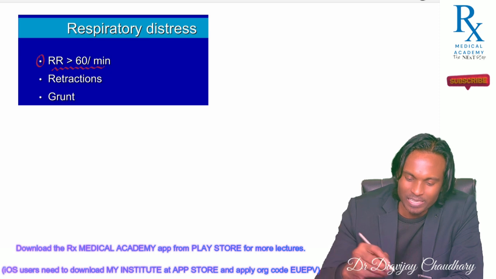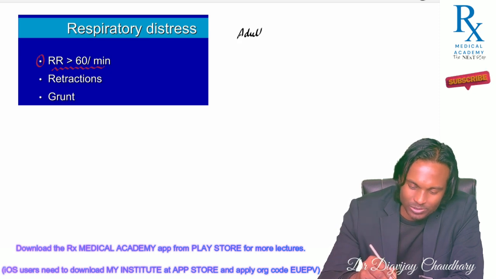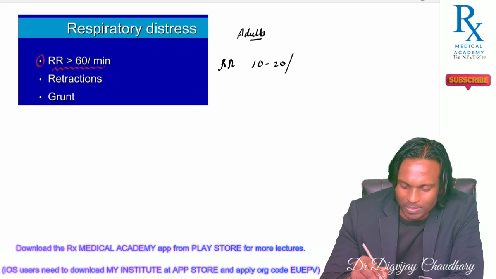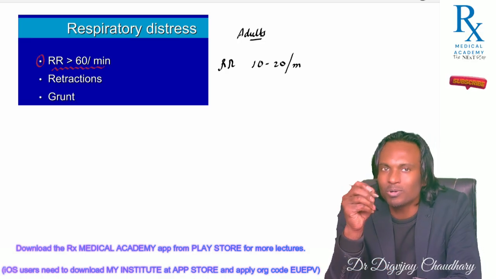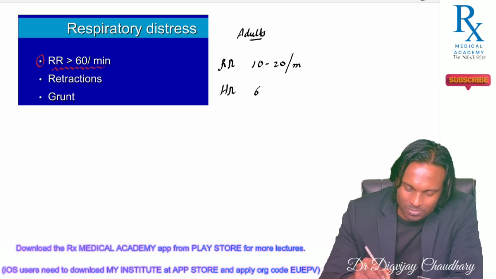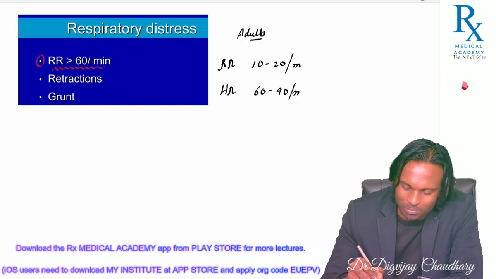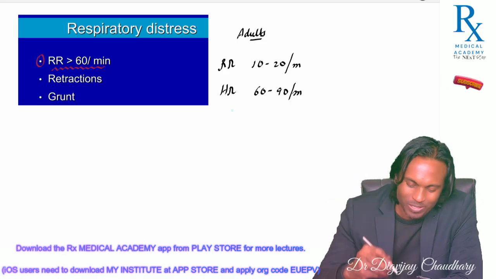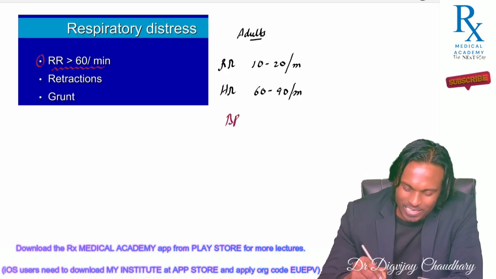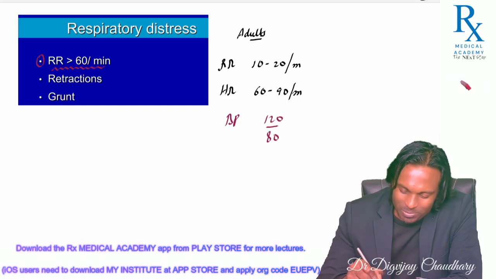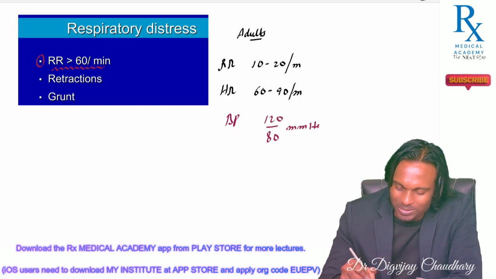Try to understand. In case of adults, you guys already know the respiratory rate ranges between 10 to 20 breaths per minute. What about normal heart rate range? Heart rate normally ranges between 60 to 90 beats per minute. Now you guys are left with the blood pressure. So what is normal blood pressure in adults? What is your blood pressure? I hope it is 120 by 80 millimeters of mercury.